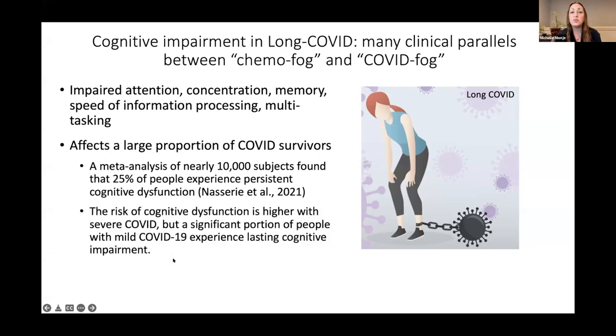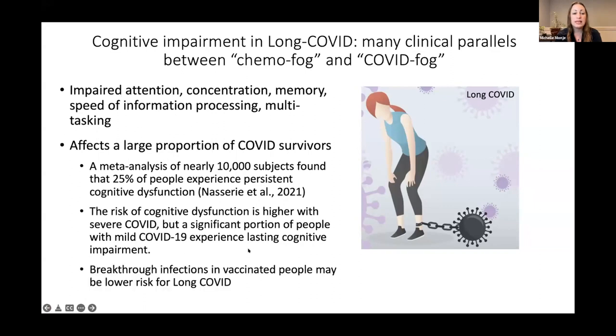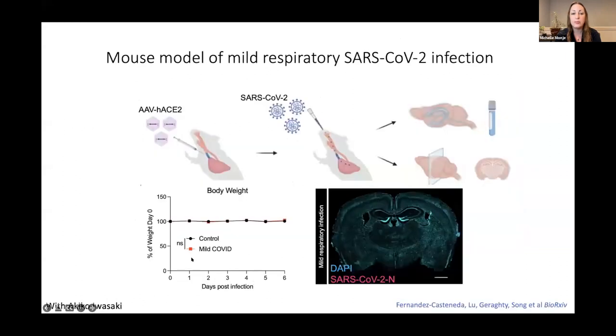This risk of cognitive dysfunction is more prominent with more severe COVID, but it is still quite significant in people who had relatively mild COVID. It's not yet clear what this is going to look like now that vaccines are available and with new variants. And I want to point out, encouragingly, that recent reports indicate that breakthrough infections in vaccinated people may carry a lower risk for long COVID in general. But we wanted to understand the extent to which the systemic inflammation evoked by the respiratory component of SARS-CoV-2 infection might be translating to neuroinflammation and evoking some of the very same pathophysiological dysregulation that we see after cancer chemotherapy.